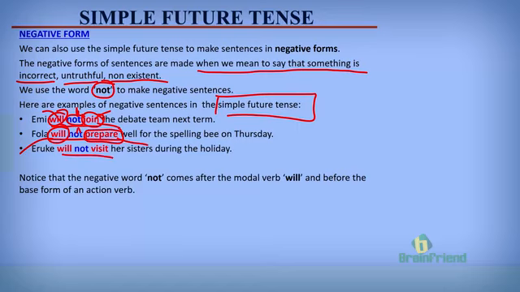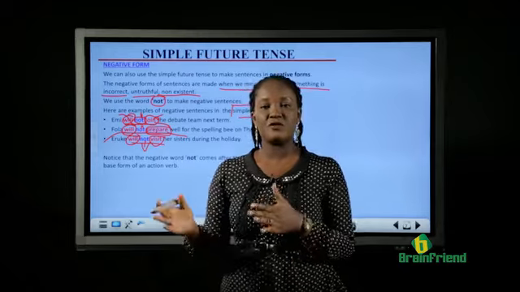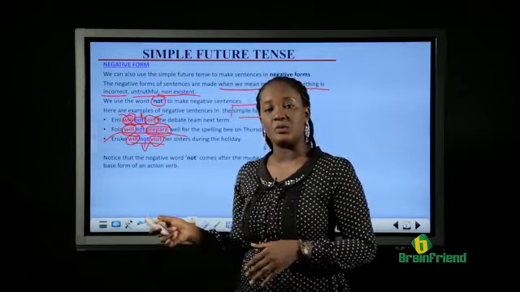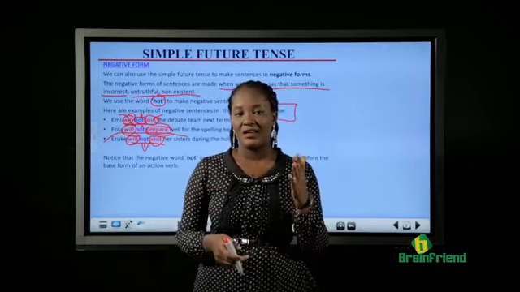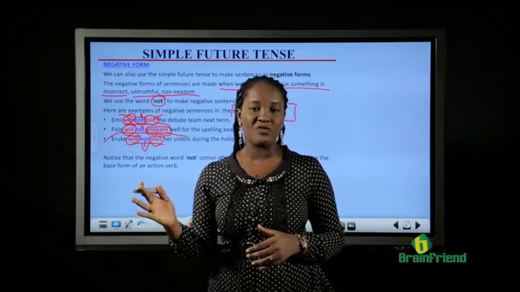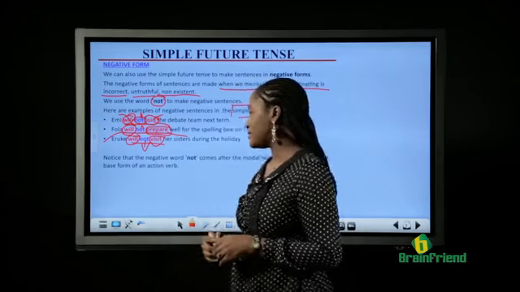Eruke will not visit her sisters during the holiday. Will, modal auxiliary verb; visit, base form of the verb; and not, negative word. So this is how to make negative sentences in the future tense. You find that the negative word not, just as we have on the board, comes between the modal auxiliary verb will and the base form of the verb in that sentence.